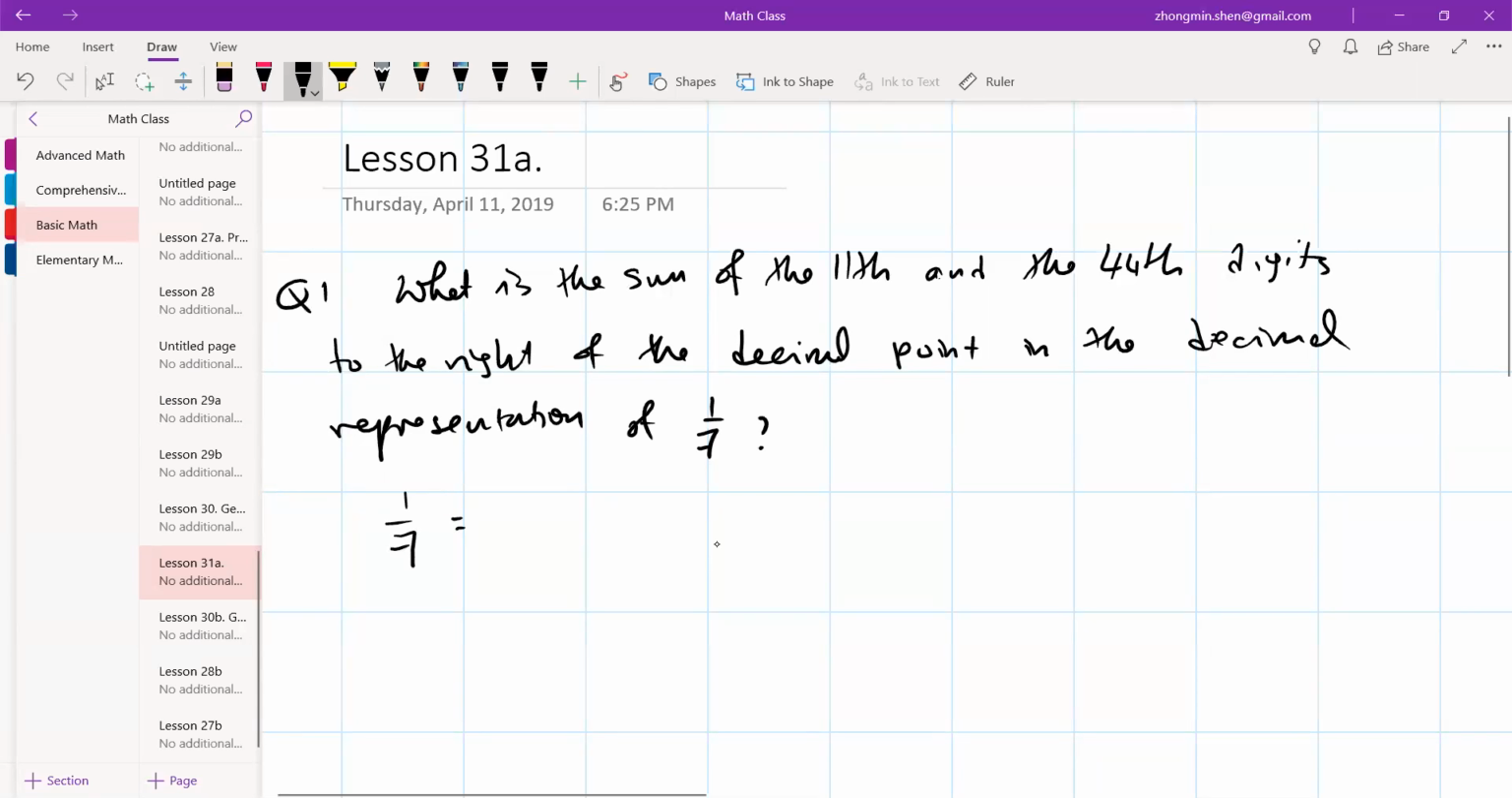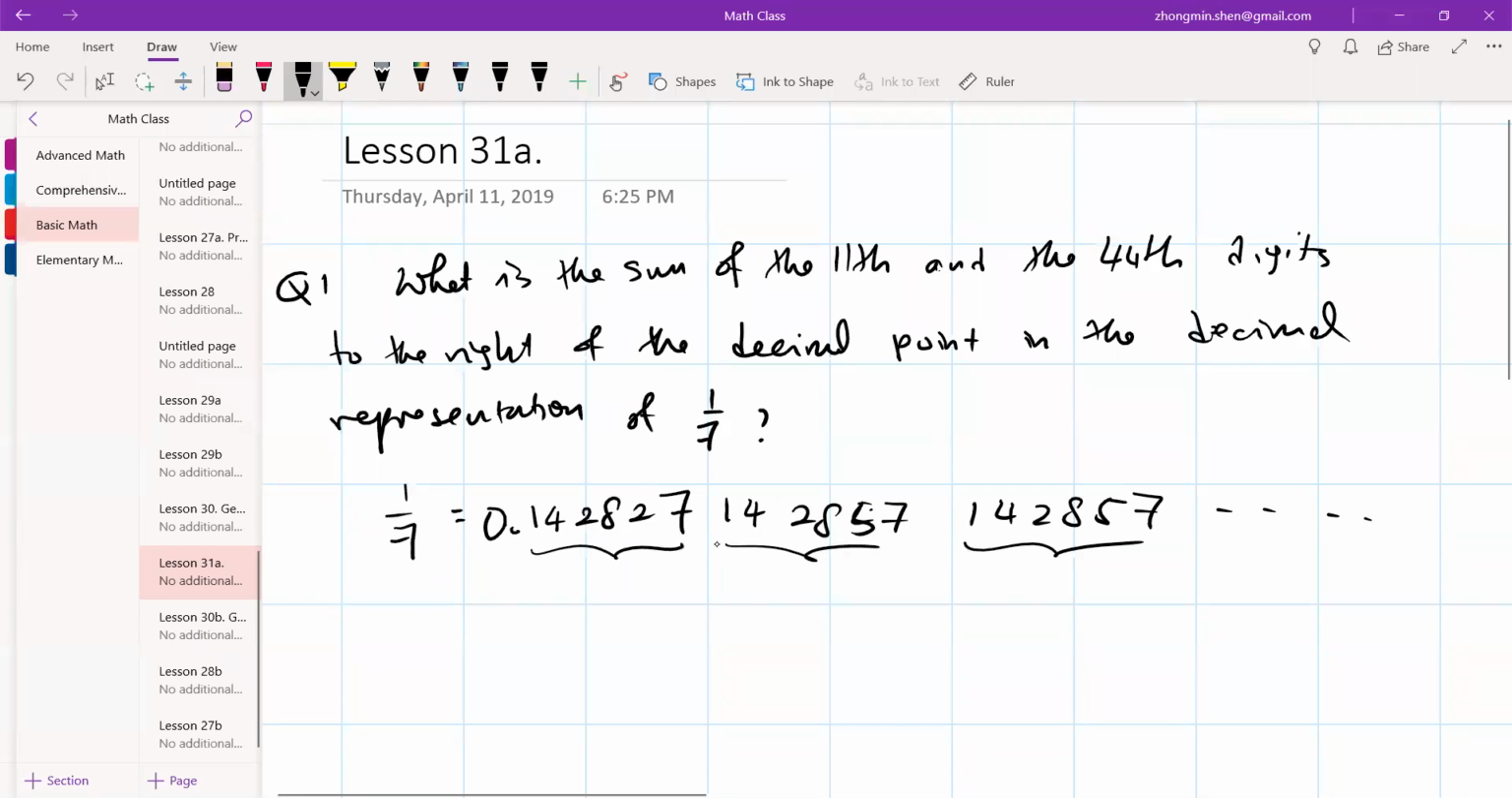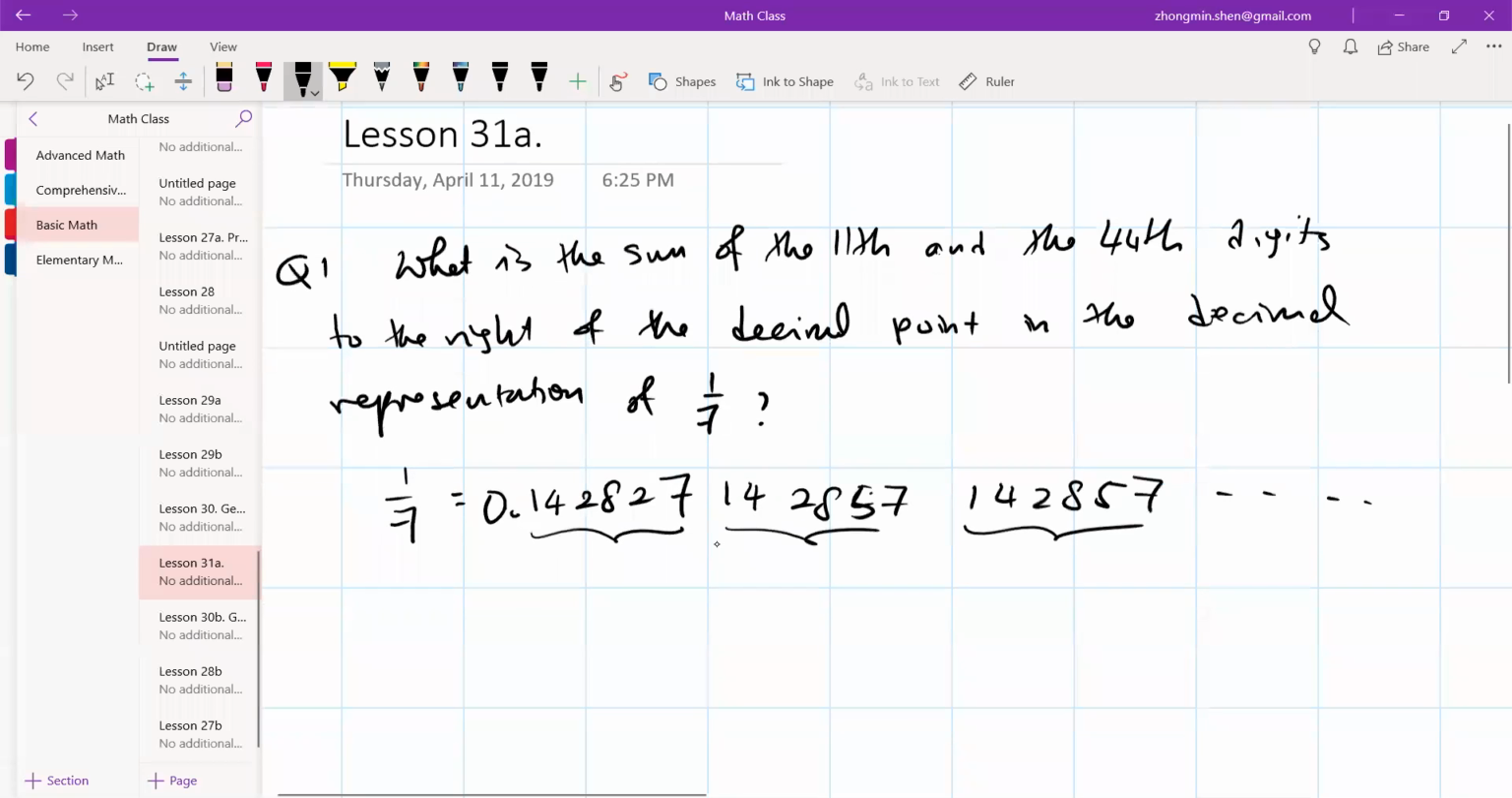If you divide 1 by 7 by yourself, you get 0.142857. It's not stopping yet, right? Then you find out it's repeating 142857, 142857, and keep going. So those are the digits that will be repeated. How many of them are there? 6.